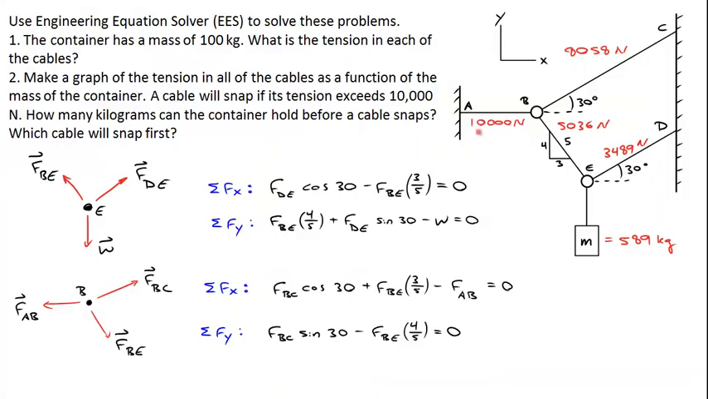So I've written these values on the diagram. When the tension in AB is 10,000 newtons, the mass is 589 kilograms, and the tension in BC is a little over 8,000 newtons, a little over 5,000 newtons between B and E, and about 3,500 newtons between E and D. So the maximum tension is at wire AB, where the system would fail.